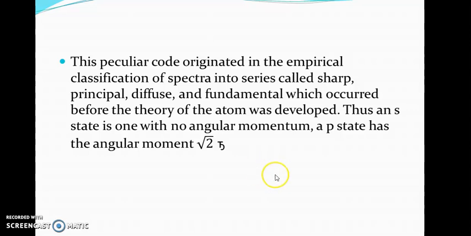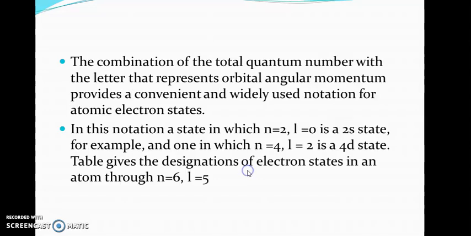So the orbital quantum number L describes the quantization of the magnitude of angular momentum of the electron in the hydrogen atom. So generally a combination of the total quantum number, meaning the principal quantum number, with the letter that represents the orbital angular momentum provides a useful notation for the atomic electron state.